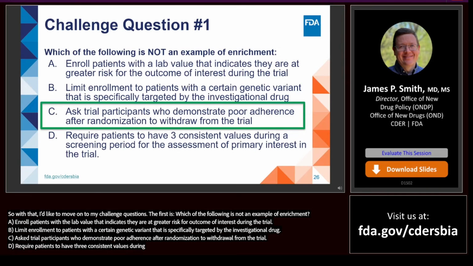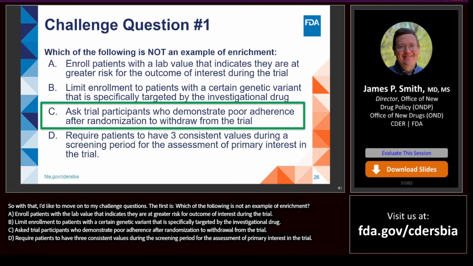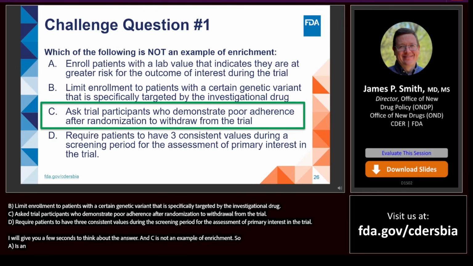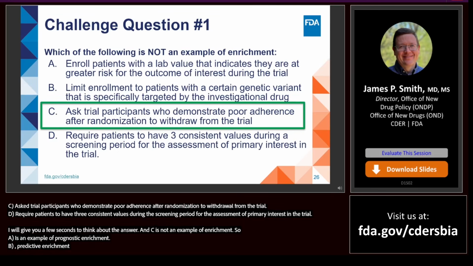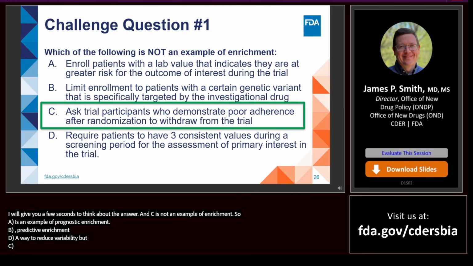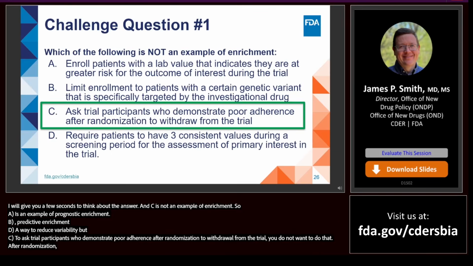And C is not an example of enrichment. A is an example of prognostic enrichment, B, predictive enrichment, D is a way to reduce variability, but C says to ask participants who demonstrate poor adherence after randomization to withdraw from the trial, and you do not want to do that because after randomization, pulling participants out with poor adherence could introduce bias. And so if you're going to use this technique, it should be done prior to randomization.